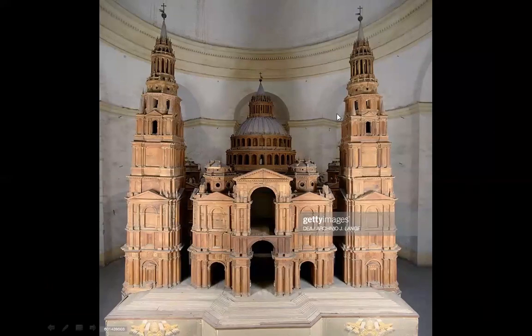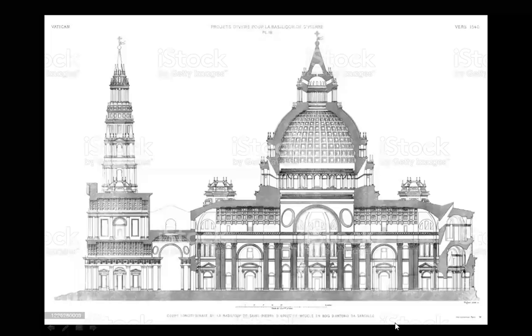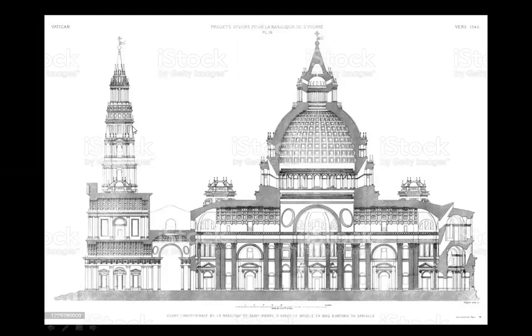So these two towers do not exist, and the cupola was proposed by Michelangelo based on the plan of Bramante, and then the nave was lengthened by Maderno. And so all in all, he continued to work as a chief architect, but serving mostly the ideas of others. This is the section through the building as he proposed it. And somehow these towers make me think of Asia, not so much of Europe.